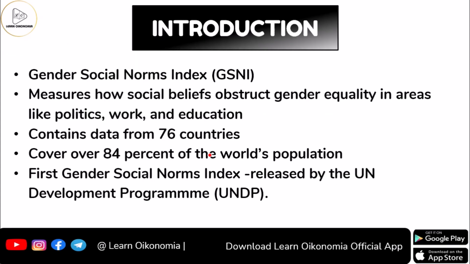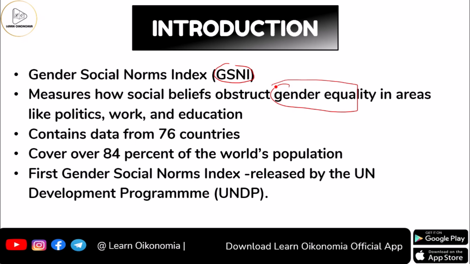Moving to the Gender Social Norms Index, or simply GSNI. This is an index which is considered to measure how social beliefs obstruct gender equality. We know that we are constantly raising our voice against gender inequality. That means we always need a scenario of gender equality. And whenever we protest against gender inequality and demand gender equality, it is also important to promote gender equality, and equally important to see the prevailing situation of the world when it comes to gender equality.